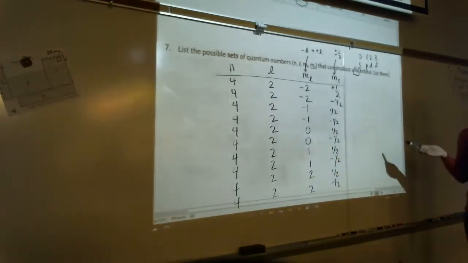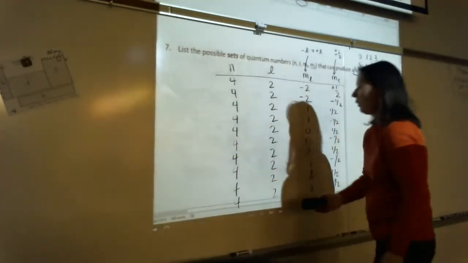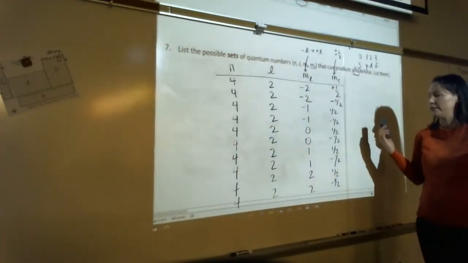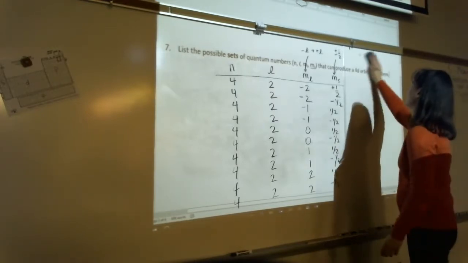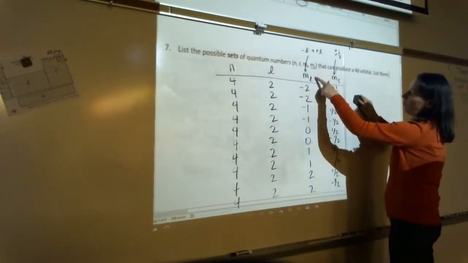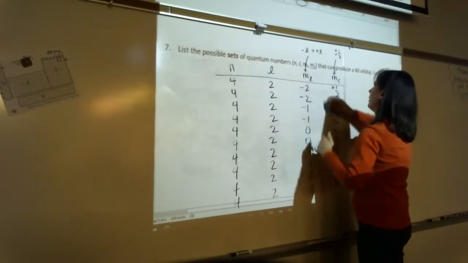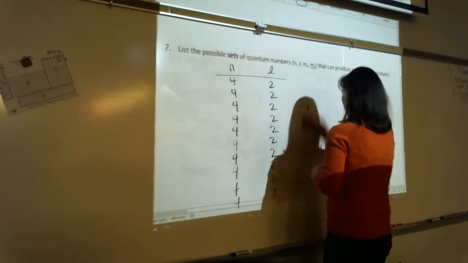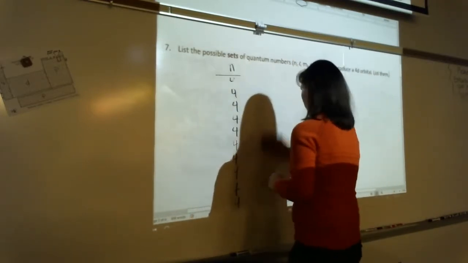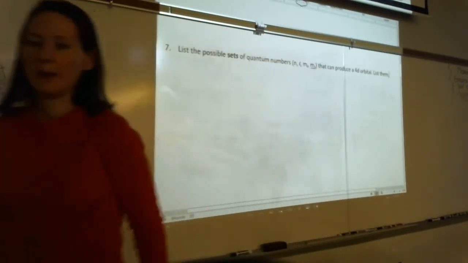Do we see where these values came from? Any questions on number 7? All right. What if I just gave you a set and said, is this a valid set? Could you evaluate it and determine if it was valid or not? Just remember your rules here, right? The range of m sub L. What's the max value that L can be? n minus 1, right? So if I do happen to give you a set and ask you, is it valid, you can evaluate that.